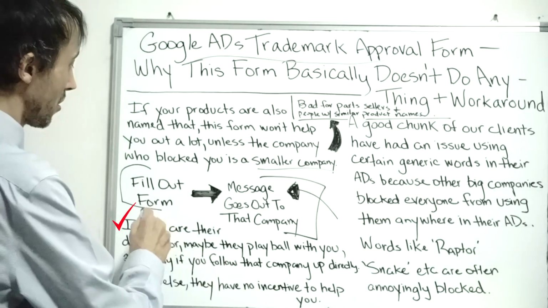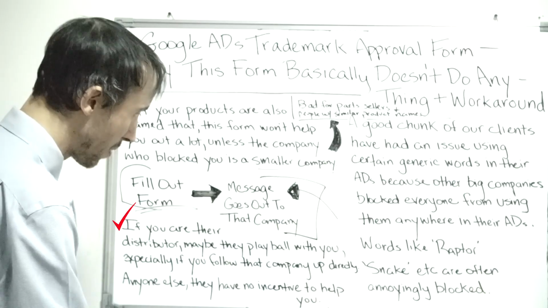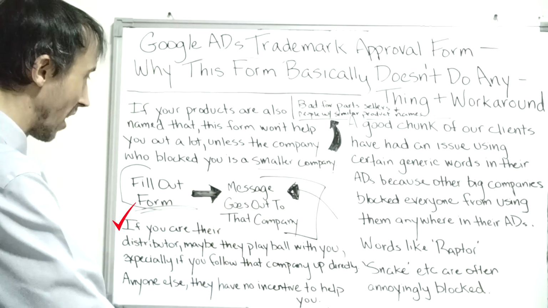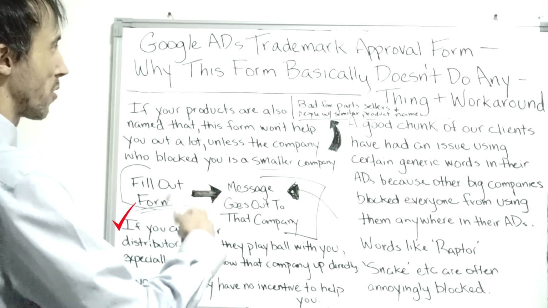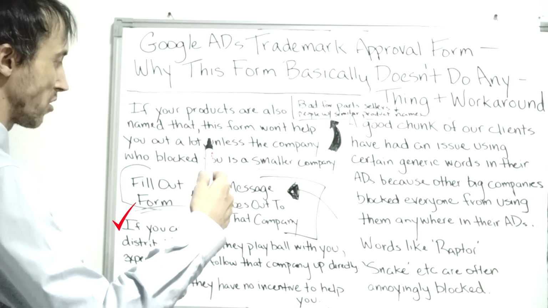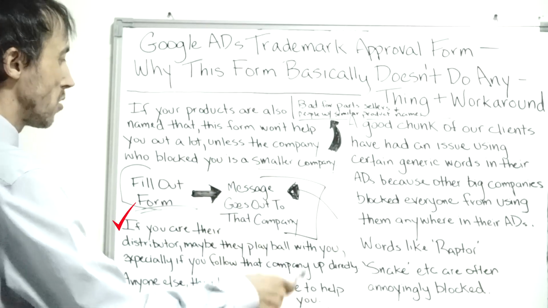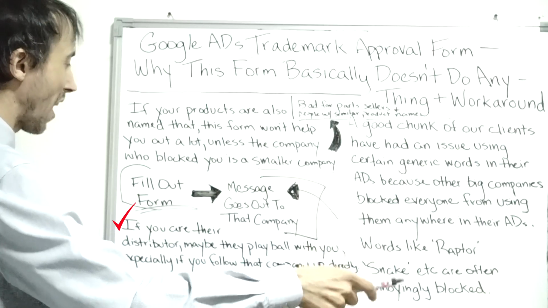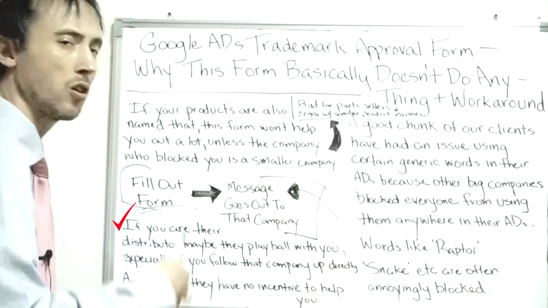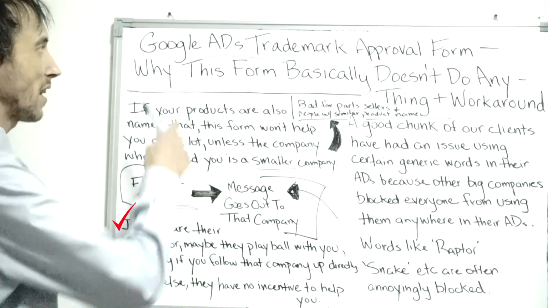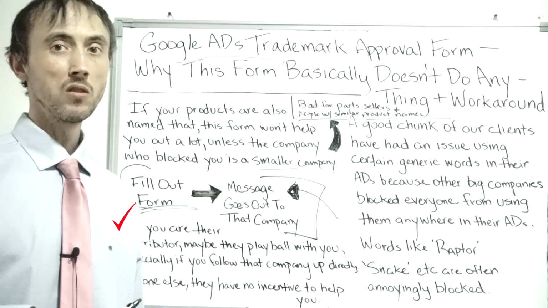So basically, you fill out the form, the request goes out, nothing happens, and you follow up with the company directly and explain it. Hey, look, I really need you to okay this through the trademark approval form notification that I filled out, which went to your email, so that I can use the trademark term that you've currently got blocked in my ad in order to actually run ads successfully for your company and sell your products like you want me to. And so that's where the trademark approval form will actually have some use.